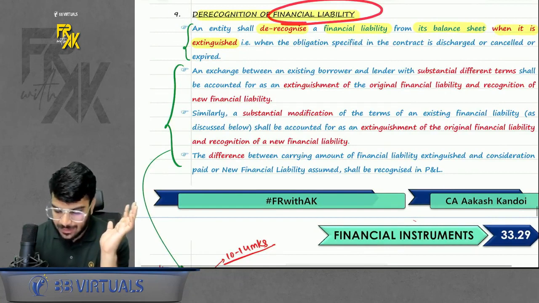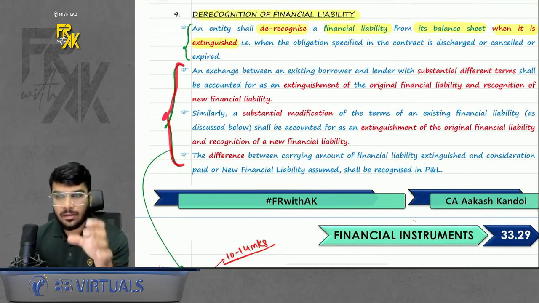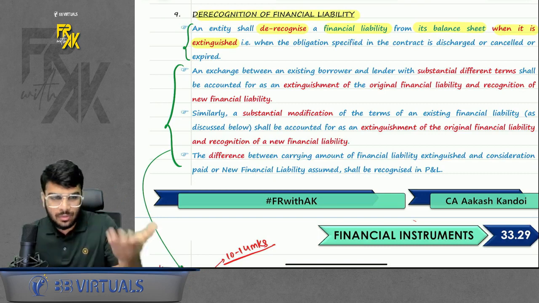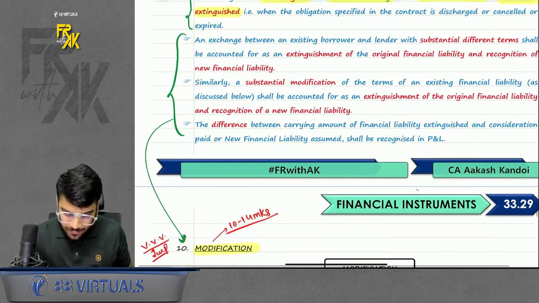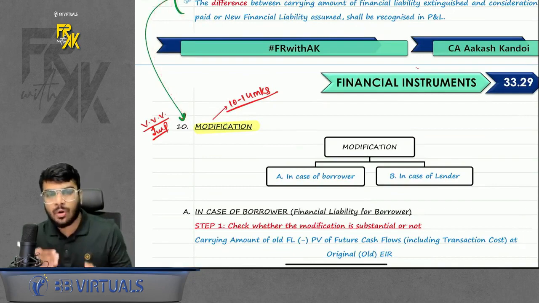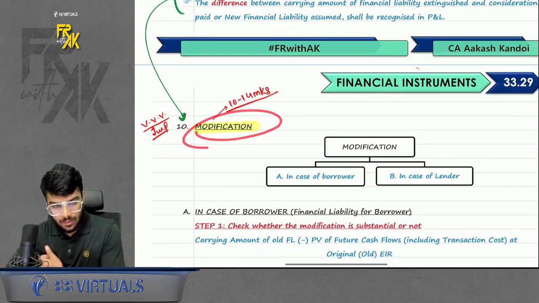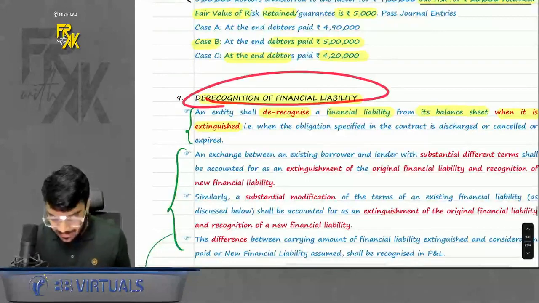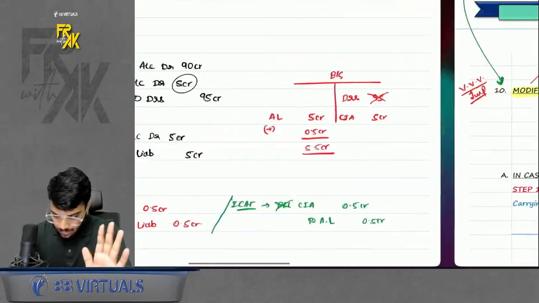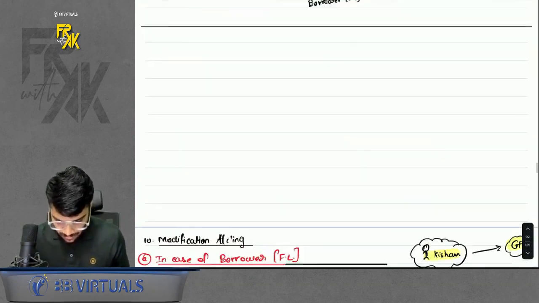In financial liability, there is also a concept where you will not remove the full financial liability, but there are some modifications in the original financial liability. So for modification, for these 3 pointers, we will refer directly to the next point, and that is modification. Nothing major in this point as of now. Now let's discuss modification. What is the meaning of modification? First, let's try to understand that part.